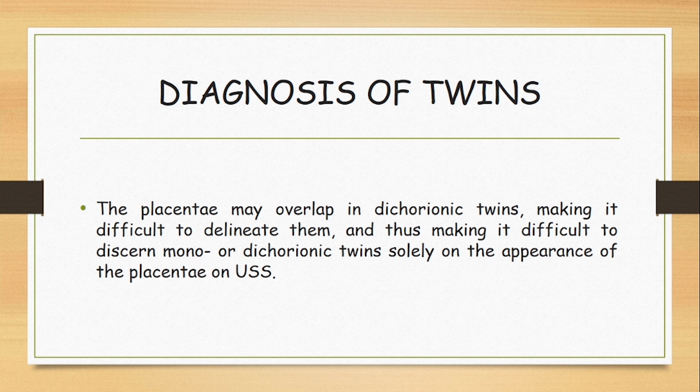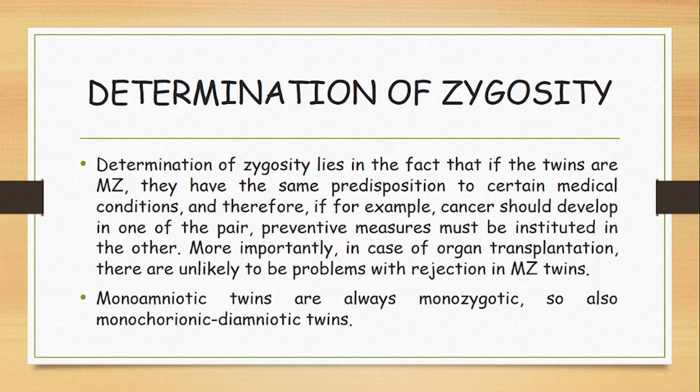The placenta, sometimes the two placentas may overlap in dichorionic twins, making it difficult to delineate them, and thus making it difficult to discern whether it's monochorionic or dichorionic twins. So it might be difficult to diagnose dichorionic diamniotic twins when the placentas overlap.